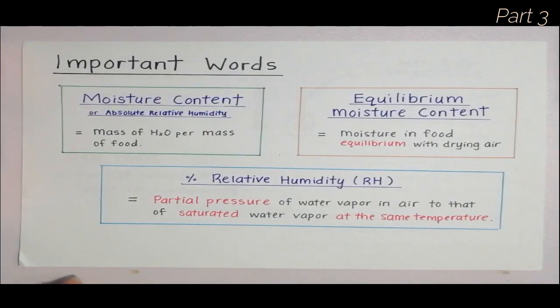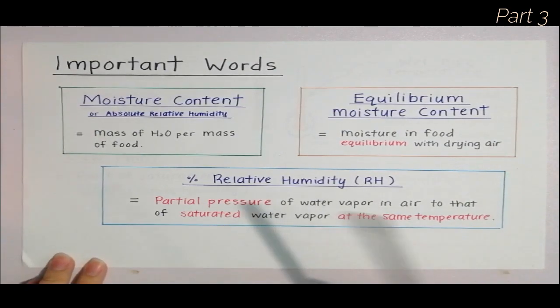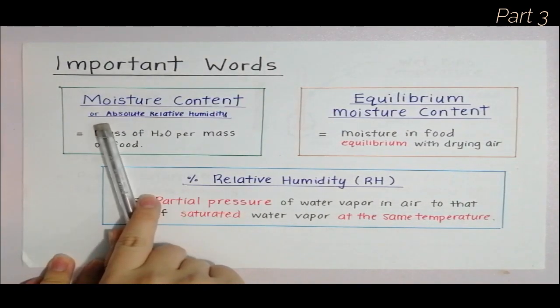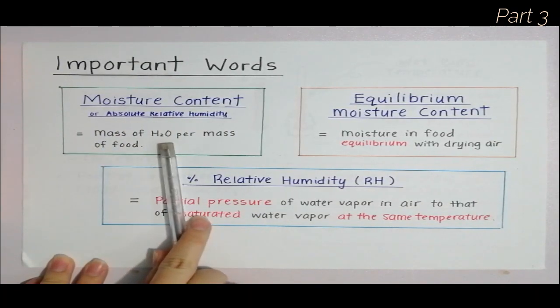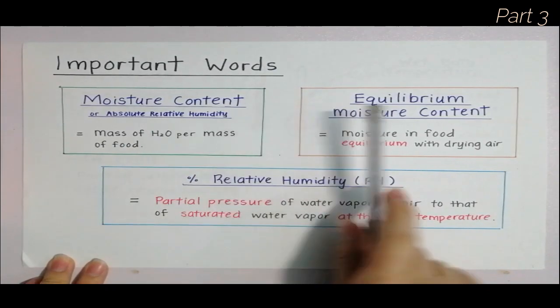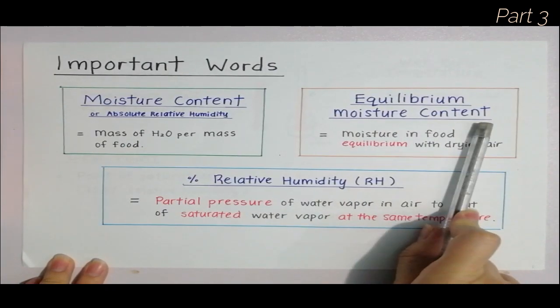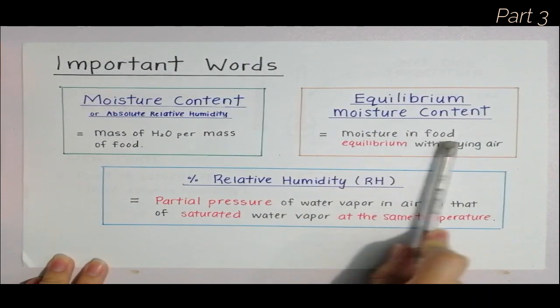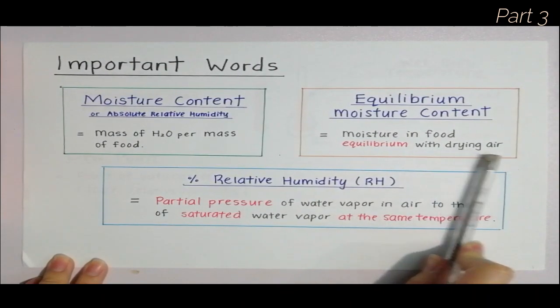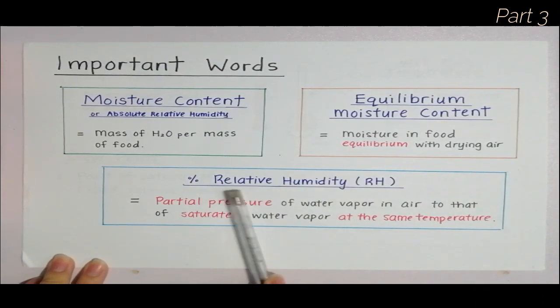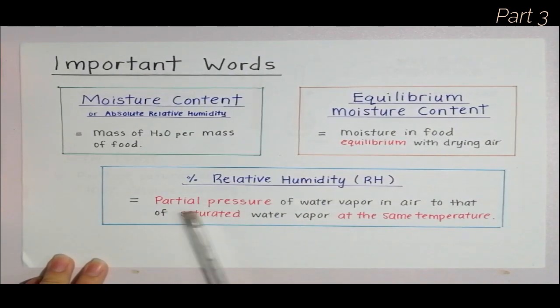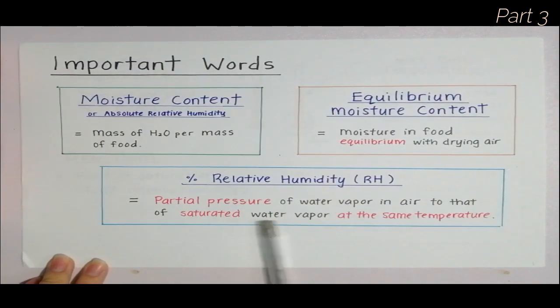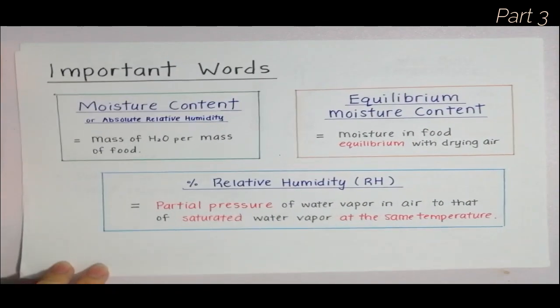There are some important terms in psychrometrics. First is moisture content, also known as absolute humidity. It is the mass of water per mass of food. Second is equilibrium moisture content. It is the moisture in food in equilibrium with the drying air. Third, the percentage of relative humidity, also known as RH, is the partial pressure of water vapor in the air to that of saturated water vapor at the same temperature.